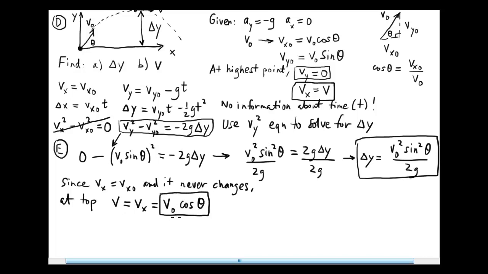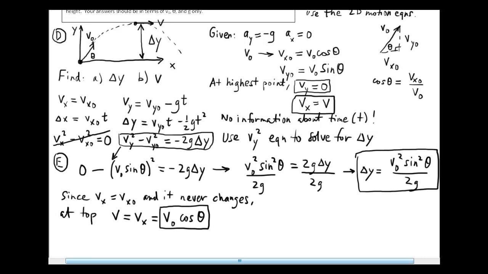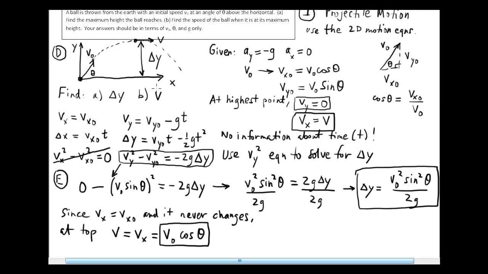That's really simple, but let's just check one more time. Go back to the problem statement to see if we've satisfied what it says. It says your answer should be in terms of V0, theta, and g only. So let's take a look. For delta y, V0, theta, and g only. Right? There's a factor of 2, but that's okay. That's just a number. Over here, V0 and theta. No g in this equation, but it certainly satisfies the requirement that it only include those three. Right? It can't include a t or an a or anything else. So those are our two answers.